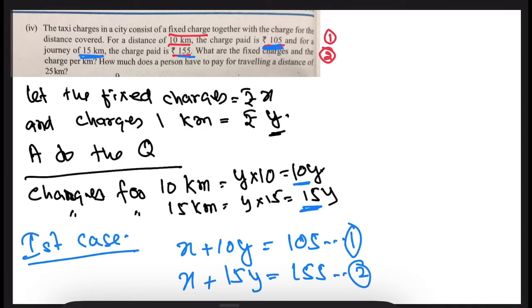Okay, let's solve these two equations. So X plus 10Y equals to 105. X plus 15Y equals to, how much is it?